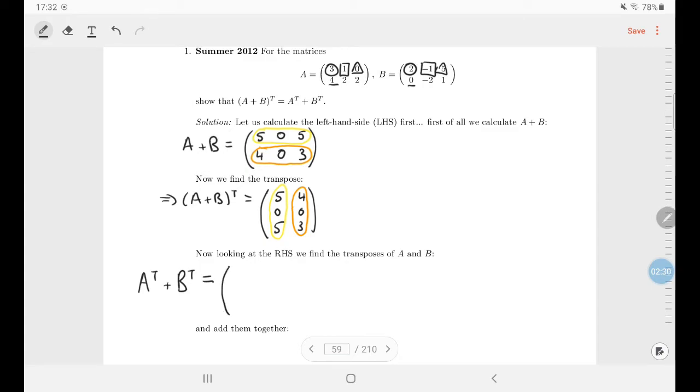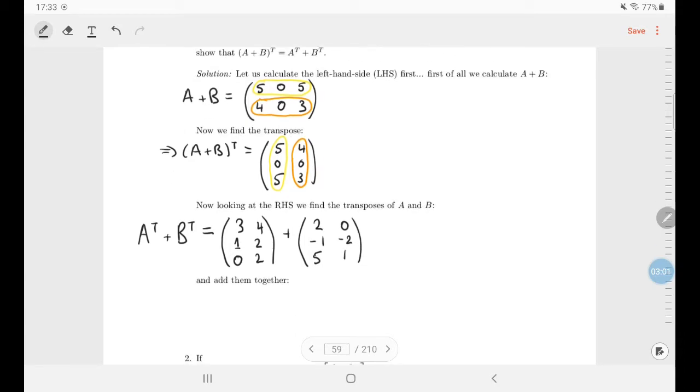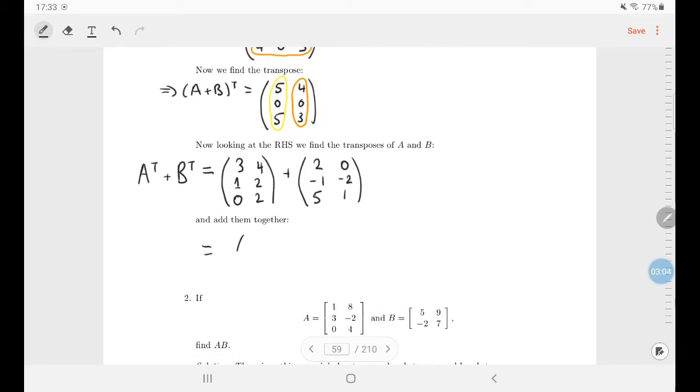So A is, first row is 310. If I do the transpose of A, that becomes the first column, 310. The second row, 422, becomes the second column, 422. So that's the transpose of A. Plus the transpose of B. First row, 2 minus 1, 5, becomes the first column, 2 minus 1, 5. And the second row, 0 minus 2, 1, becomes the second column.